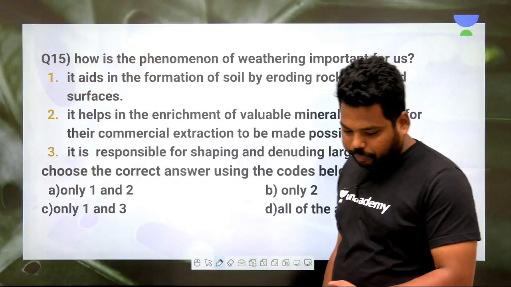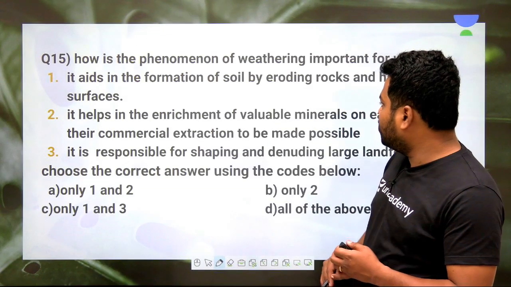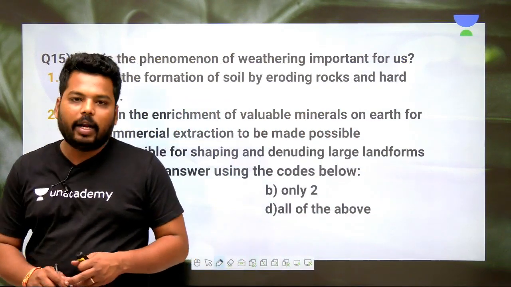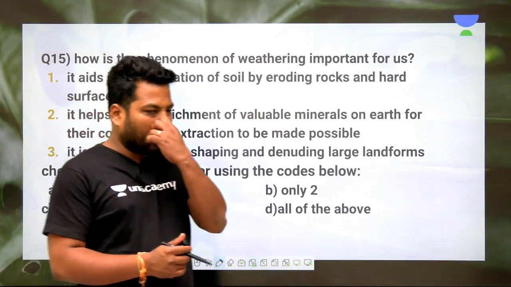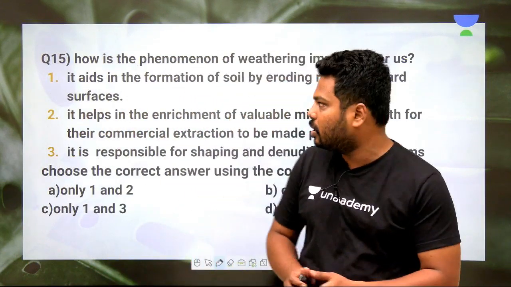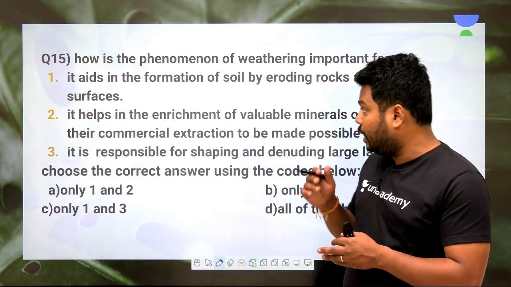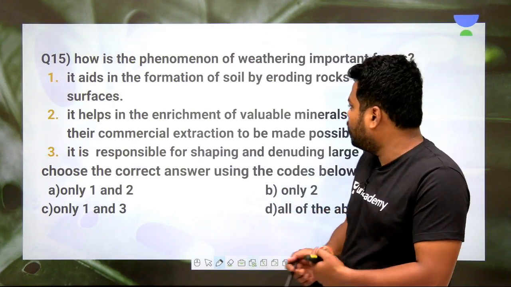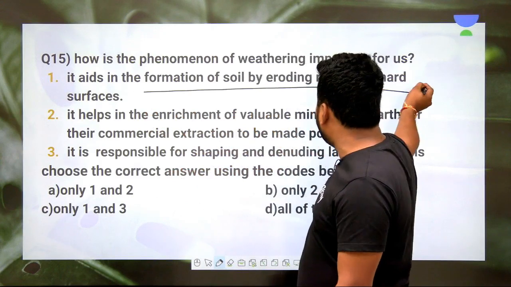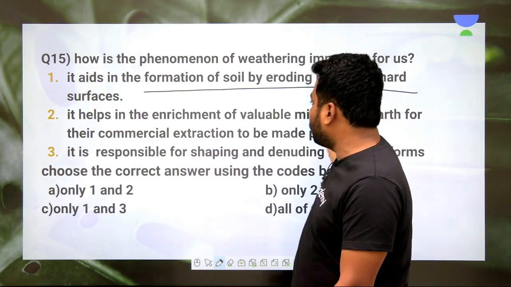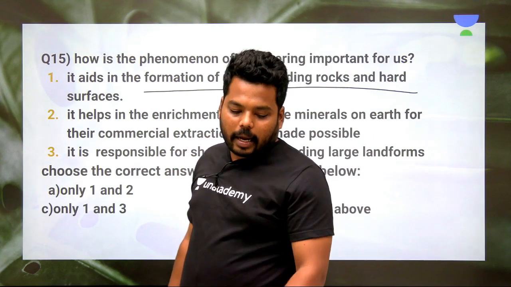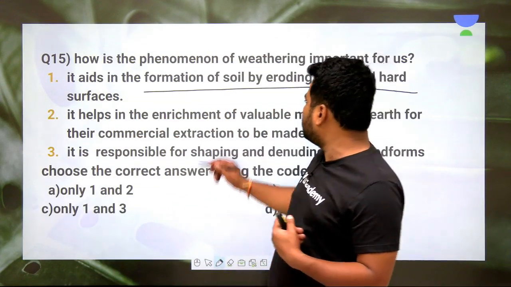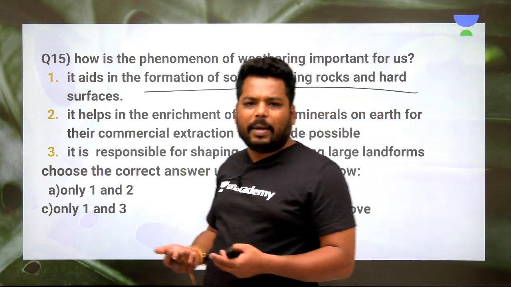Next, how is the phenomenon of weathering important to us? So these kinds of analytical questions are also sometimes asked in your preliminary examinations. So try to see how the phenomenon of weathering is very much important to us. It aids in the formation of soil, by eroding rocks and hard surfaces. Clear? How is soil formed? Yes, it is formed by eroding the already pre-existing rocks.